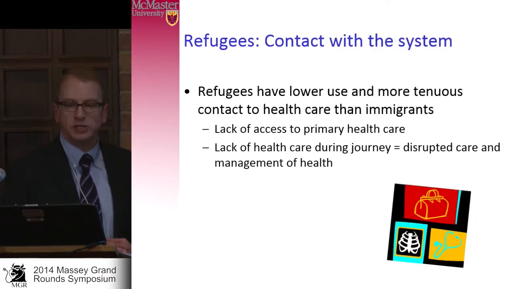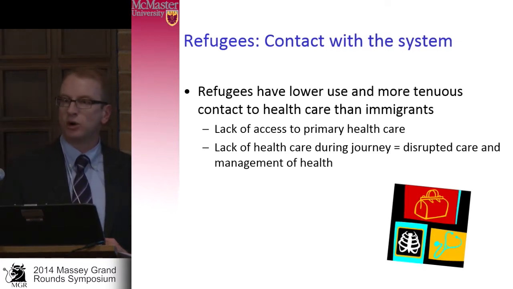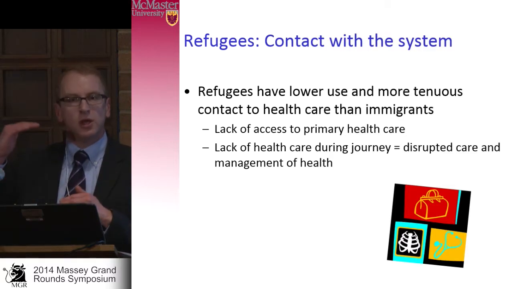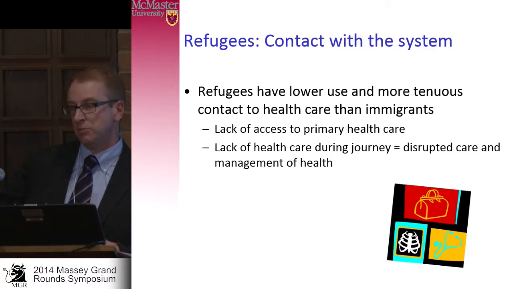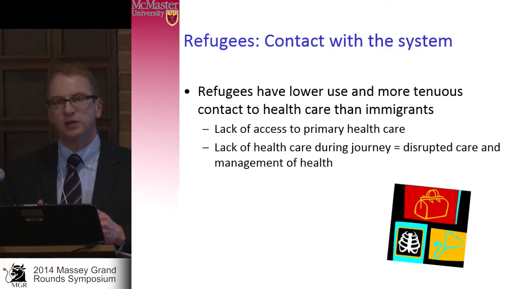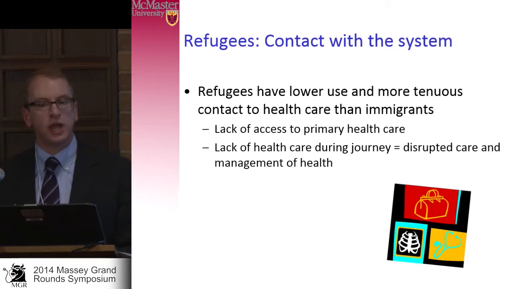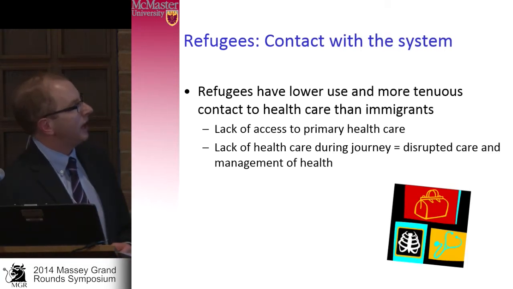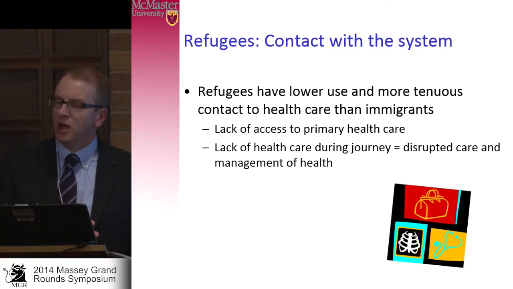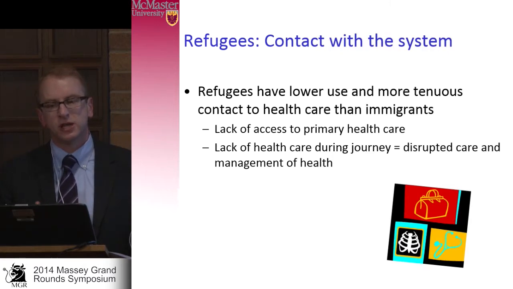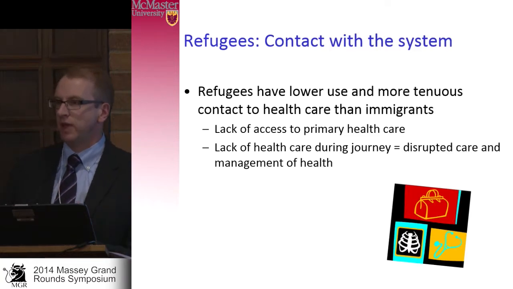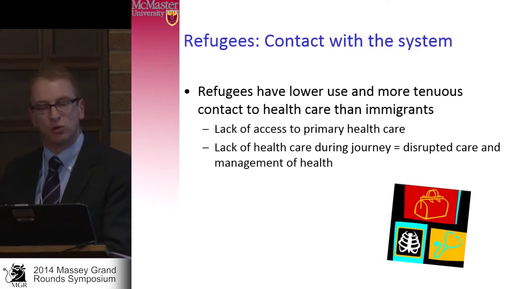So on average, refugees tend to have lower use and more tenuous contact with healthcare than immigrants, so just those economic or family class immigrants. If we separate those three broad classes, refugees tend to have the least contact or the most tenuous contact with the healthcare system. In part, again, it's going back to that history. So they may lack access to health care and primary health care over the time that it has taken them to arrive in Canada.